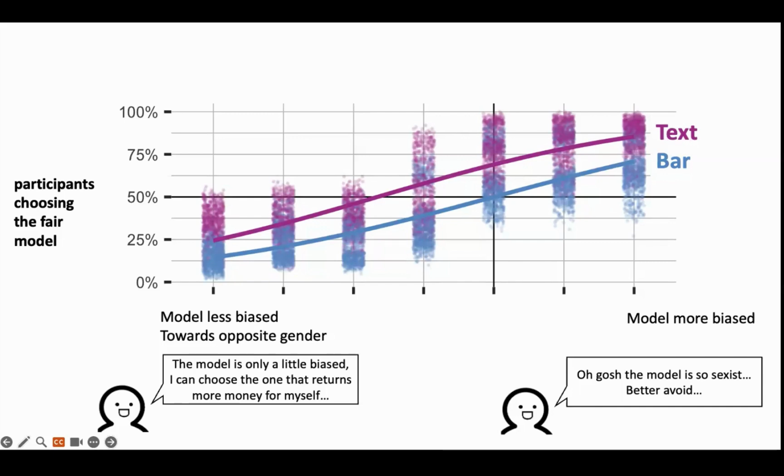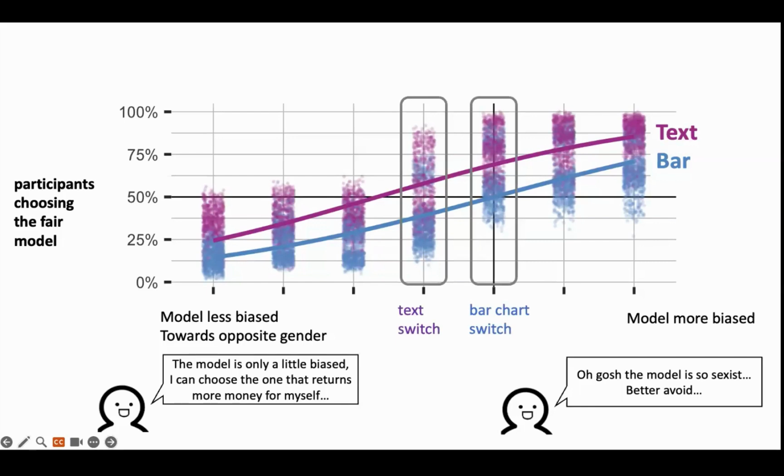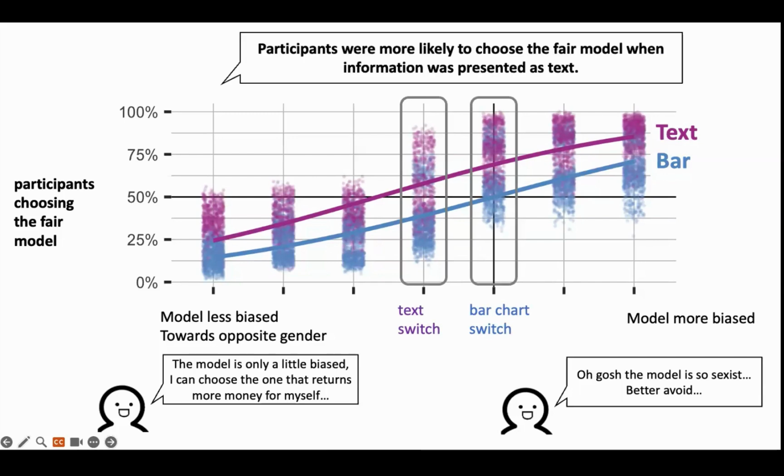And what you're seeing here in the data is that when you show people the information using just text, the threshold for how much sexism they can tolerate is lower. But when you show that information using a bar chart, the threshold of how much sexism people can tolerate is higher. So it takes more discrimination, when communicated via bar charts, for people to realize this is not okay. Right? So people were more likely to choose the fair model in the text version compared to the bar version.